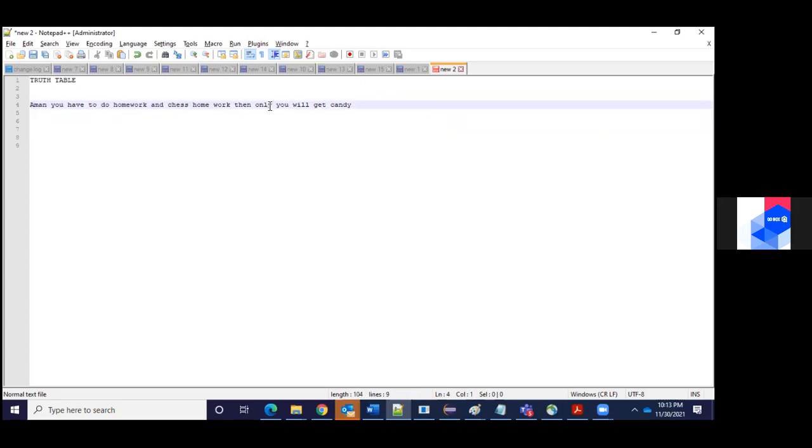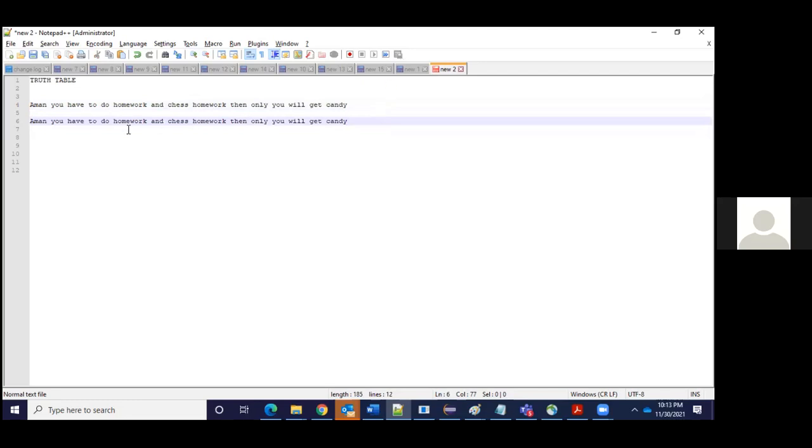So to get a candy, what does he have to do? Complete two homeworks. He has to do the class homework and then the chess homework. Both things he has to do. So if he doesn't do any one, will he get a candy? No, because you said both things have to be done. That means you are saying and.